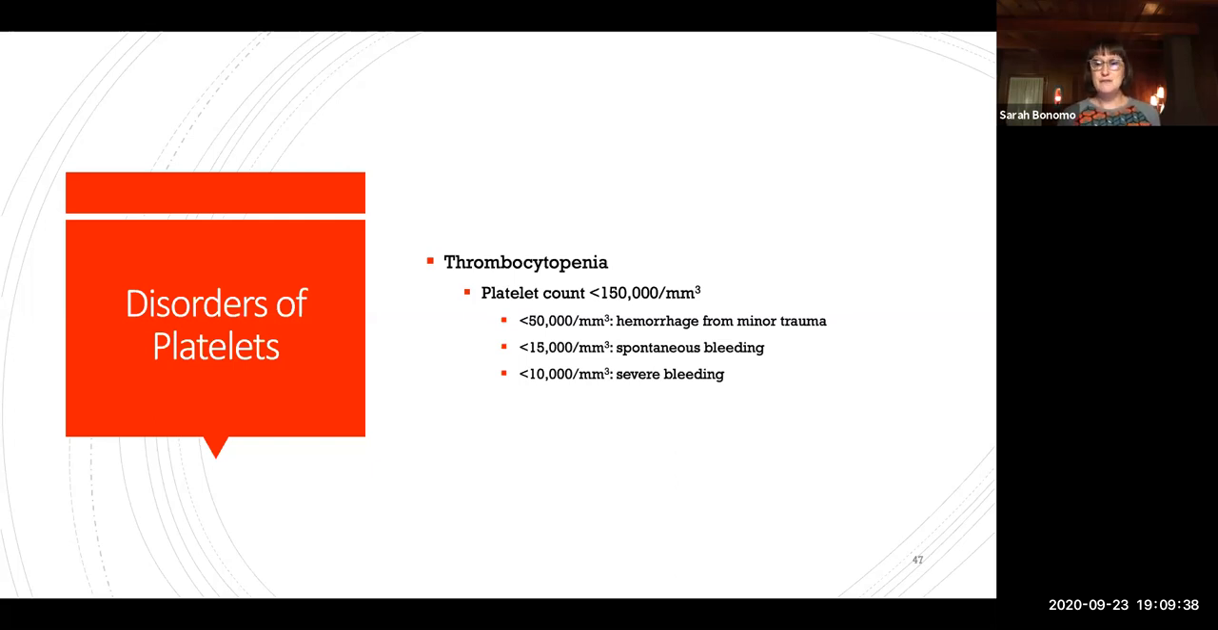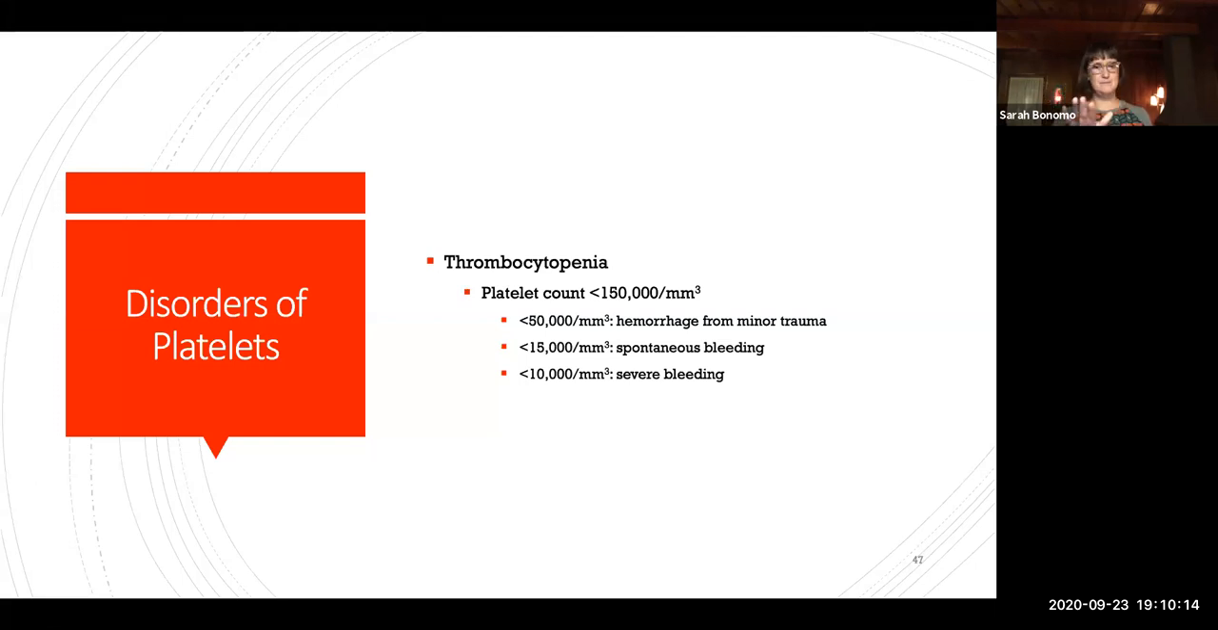Platelets less than 50,000 would be indicative of a huge increased risk for hemorrhage from any minor trauma. If you have a patient with platelets less than 15,000, they are at high risk for spontaneous bleeding. And less than 10,000, it's pretty dicey. You don't want that patient really moving around at all because they are so at risk for bleeding. So these are the types of patients that typically would not be able to brush their teeth with a toothbrush. They would need to do mouth rinses, and maybe they could use a little sponge, a toothette, the little tiny sponge on a stick to brush their teeth with.